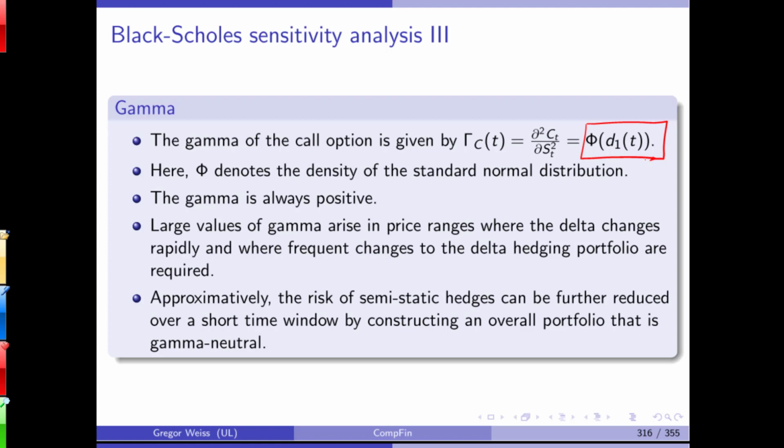And approximately, the risk of semi-static hedges can be further reduced over a short time window by constructing an overall portfolio that is gamma neutral. If you have a portfolio that is gamma neutral.